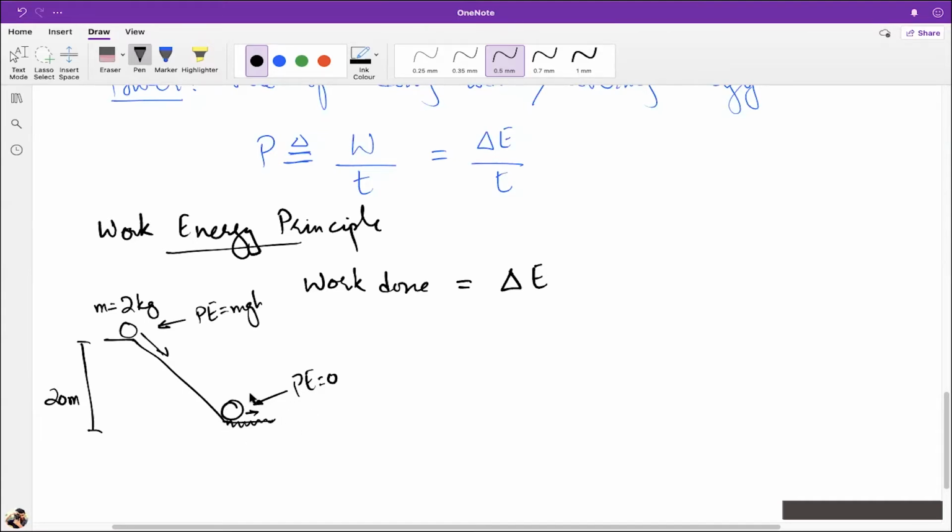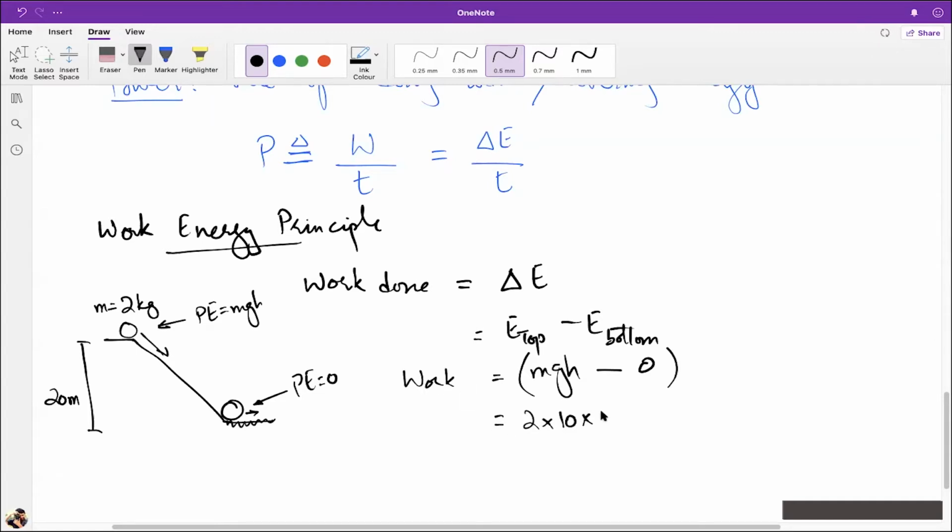So what is the work done? You simply calculate the change in energy. So energy at the top minus energy at the bottom will tell us what the change in energy is. At the top you have mgh, and at the bottom you have 0 as far as potential energy is concerned. And the kinetic energy, we said that it's going to be 0, so it doesn't matter. So work done is simply 2 times 10 times the height, which is 20. So we can say that this is 400 joules. No extra calculation was required. We were able to figure this out right away.